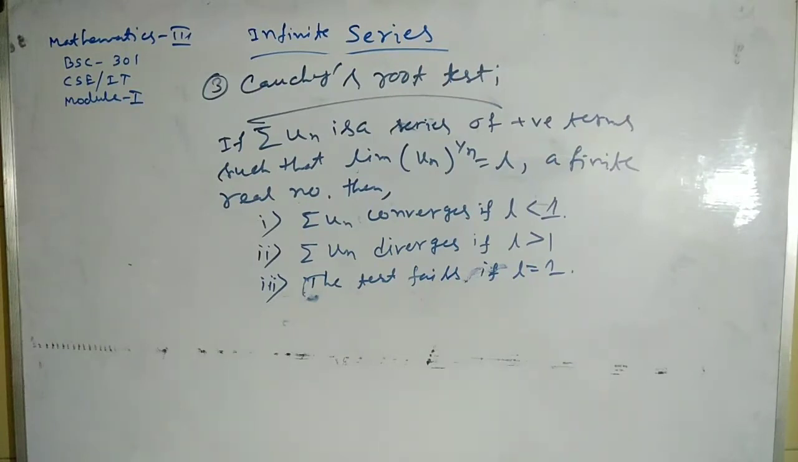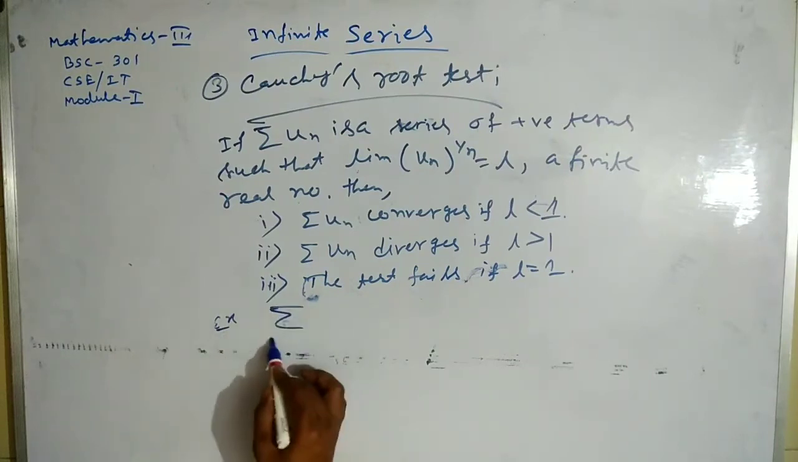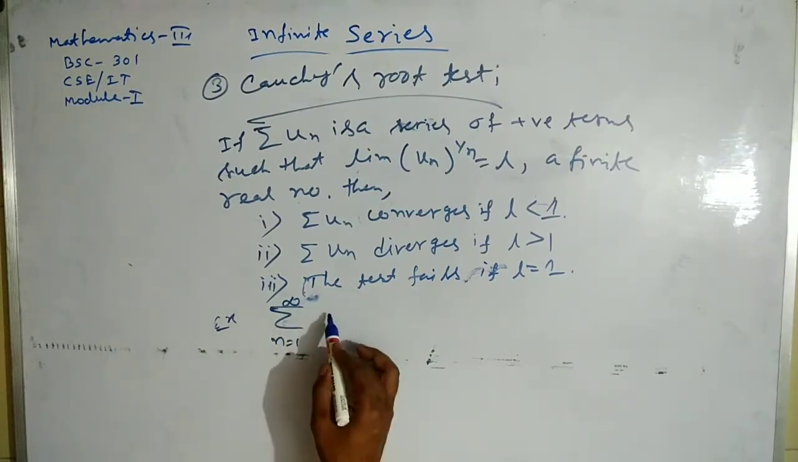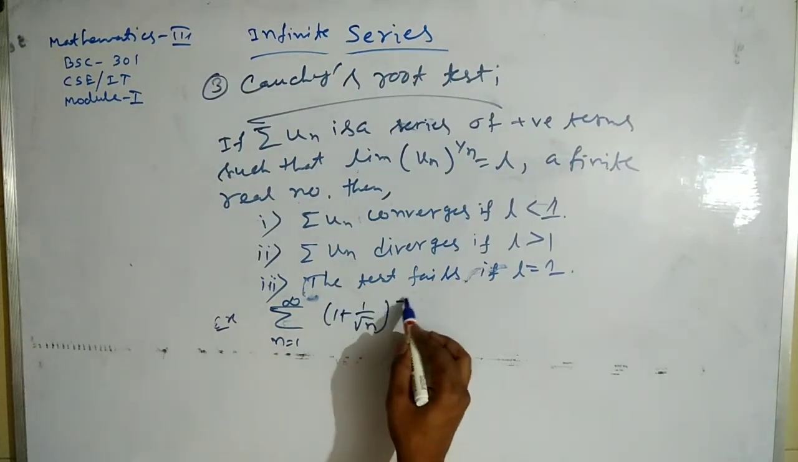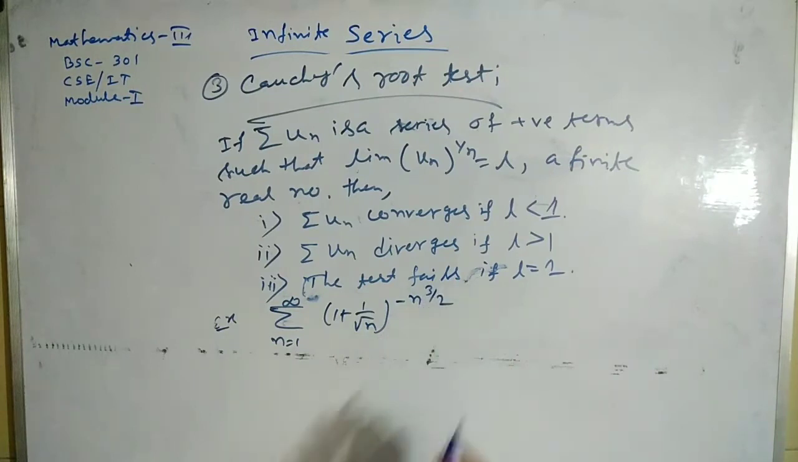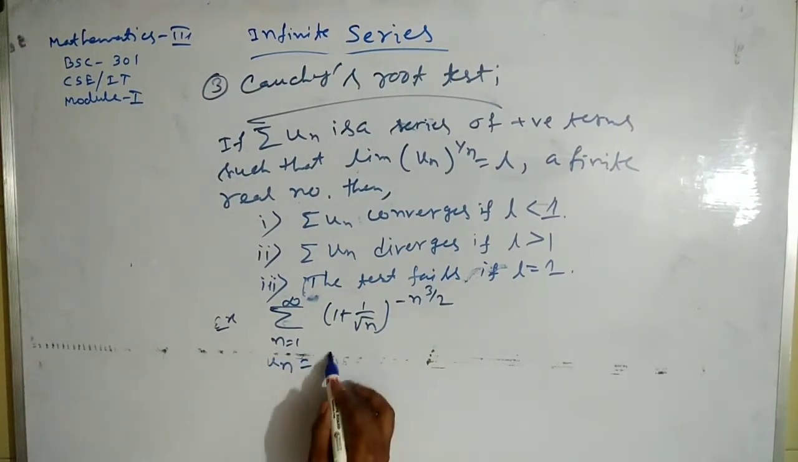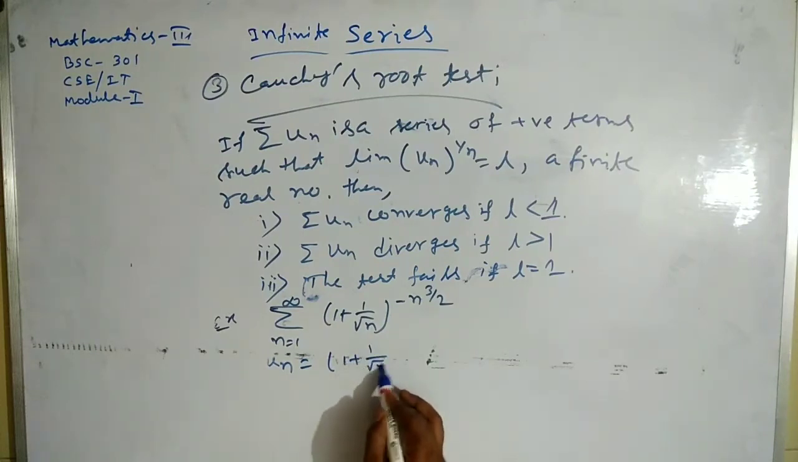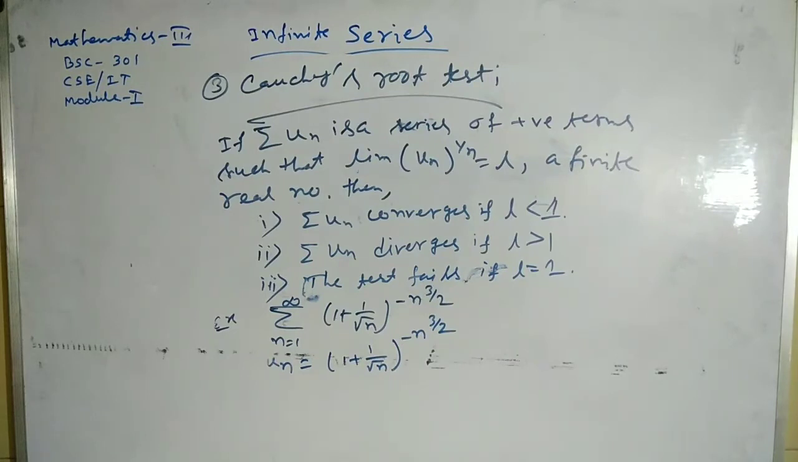Okay, so now we are taking an example of Cauchy's root test. Summation n equals 1 to infinity, (1 plus 1 by root n) whole to the power minus n to the power 3 by 2. So we have to check the convergence of this series. Here un equals (1 plus 1 by root n) whole to the power minus n to the power 3 by 2. This is un.